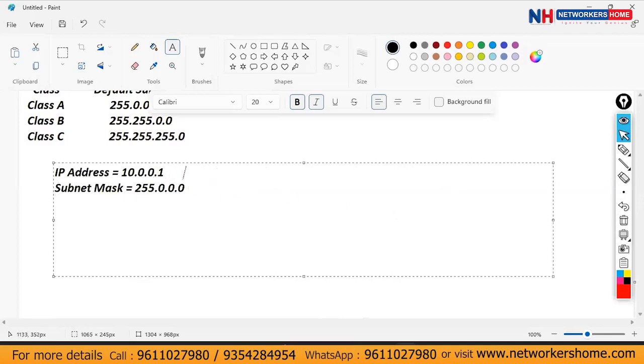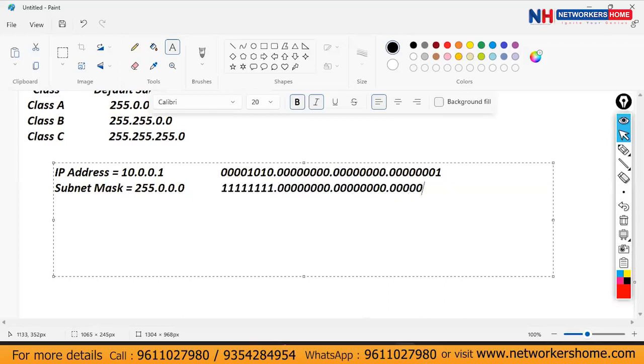So if I write 10.0.0.1 in binary, what will be the value for 10? Yes, 10. Now for each 0, all 8 bits will be 0, and for 1, this is the value. Now if I convert your subnet mask to binary, 255 means all 8 ones. This is the subnet mask in binary.